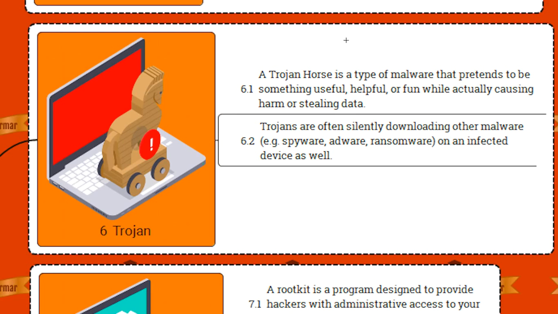So as I have written here, a Trojan Horse is a type of malware that pretends to be something useful, helpful or fun while actually causing harm or stealing data. So it looks like your friend, but he's actually your enemy. Trojans are often silently downloading other malware or spyware, adware or ransomware software, which we already discussed, on an infected device as well.